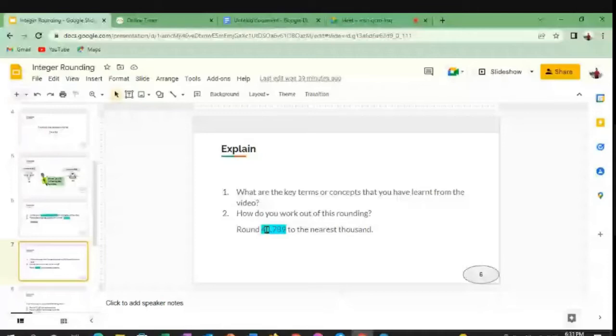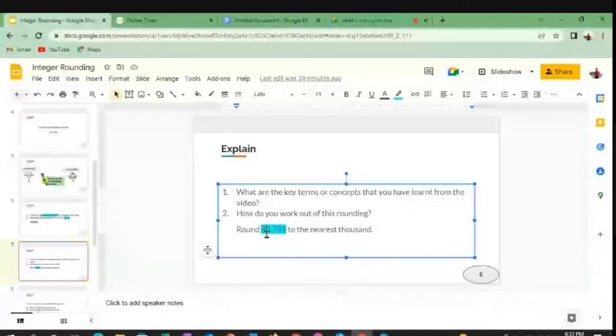When we round 43,789 to the nearest thousand, our target number is 7 or 3, teacher? Which number? 3 or 7? Some say 3 and some say 7.